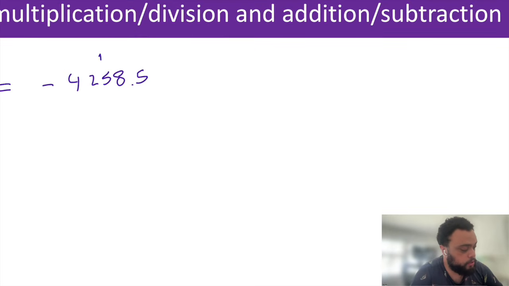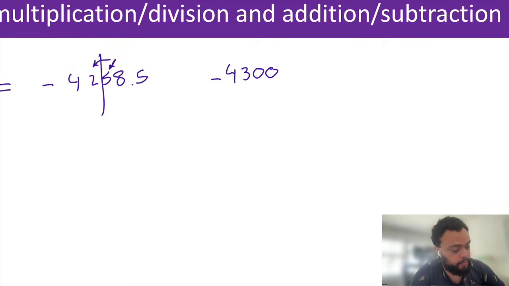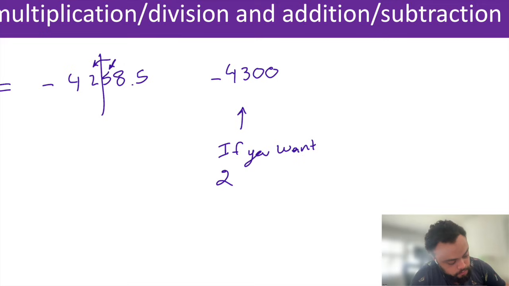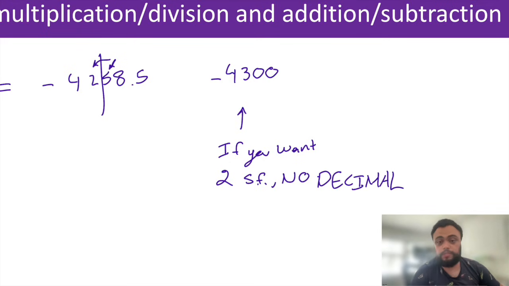We will trim this to two sig figs, which means that we are going to use this 5 right here to round that 2 up. And we end up with negative 4,300 with no decimal place. Remember, there's no decimal place if you want two sig figs. You can also write it using scientific notation.